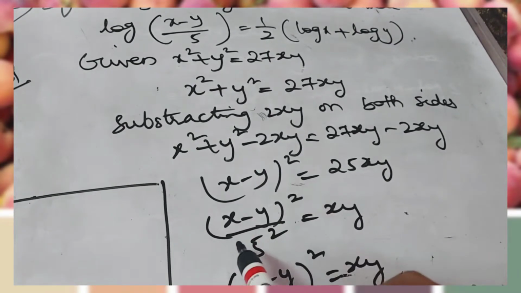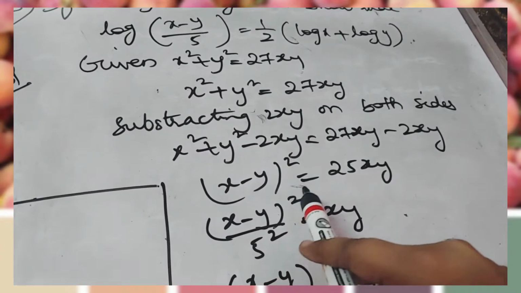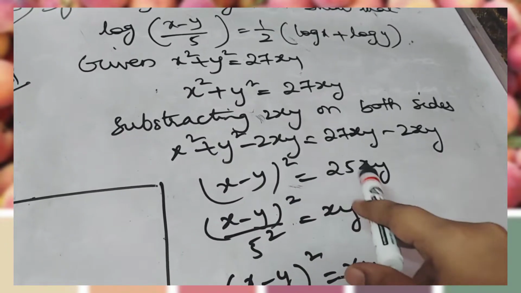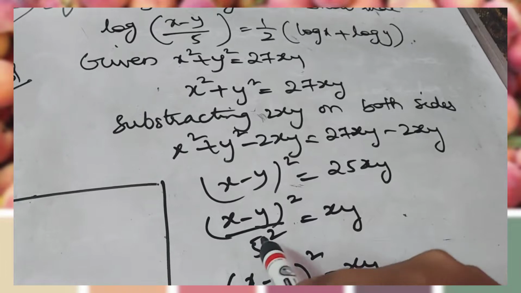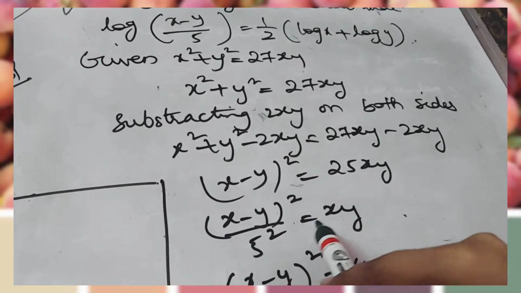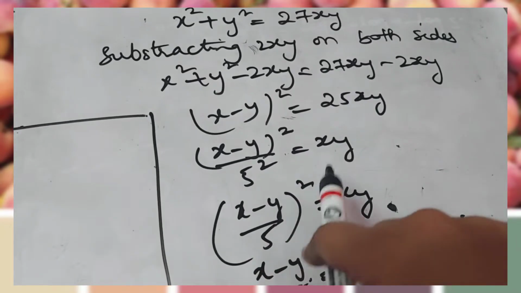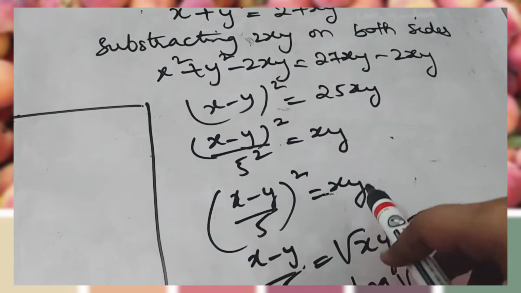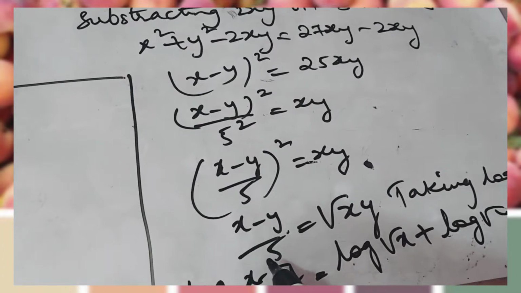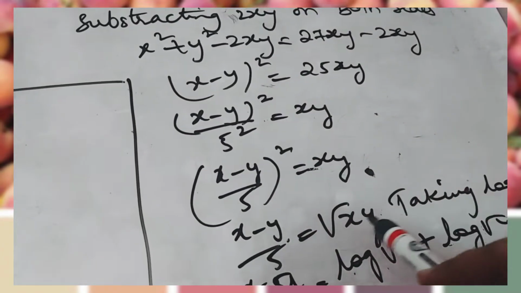You have to separate this. (x − y)² divided by 25, which is 5², because 5 × 5 is 25. We are taking this 25 to the other side, equal to xy. Now what you have to do: ((x − y)/5)² equals xy. Taking the square common, we take the root: (x − y)/5 = √(xy).